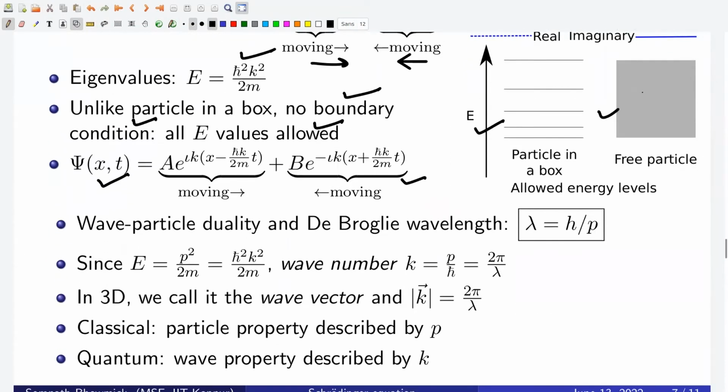Now the wave particle duality and de Broglie wavelength are given by this. Lambda is equal to h by p. So if we know the momentum, we can define some wavelength, and if we know the wavelength, we can define some momentum and so on.